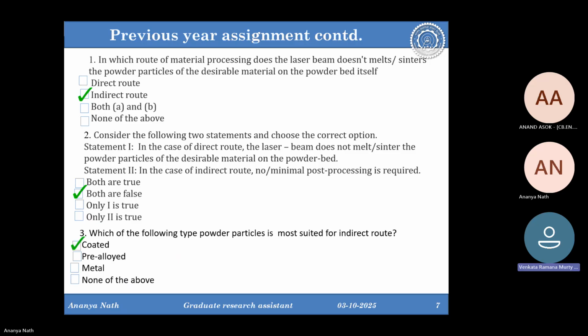Third question: which of the following type of powder particle is most fitted for indirect route? It's the coated one.